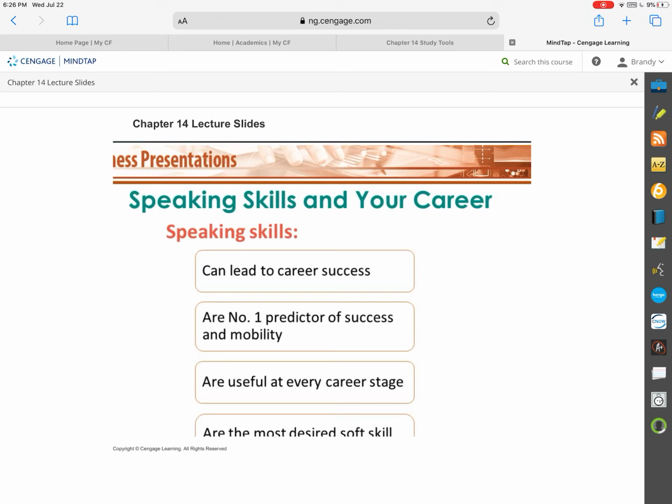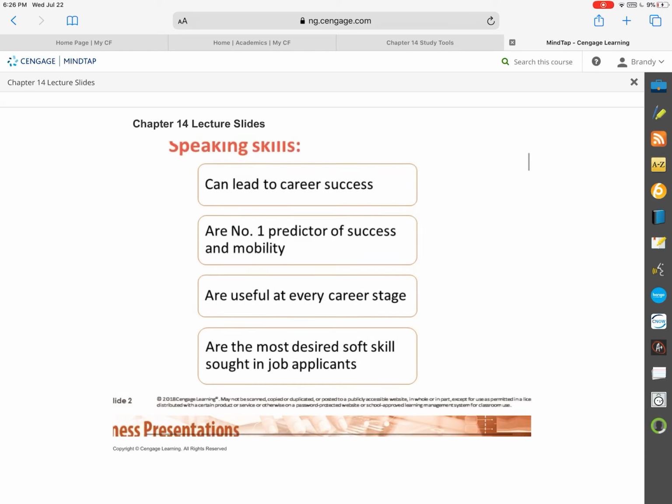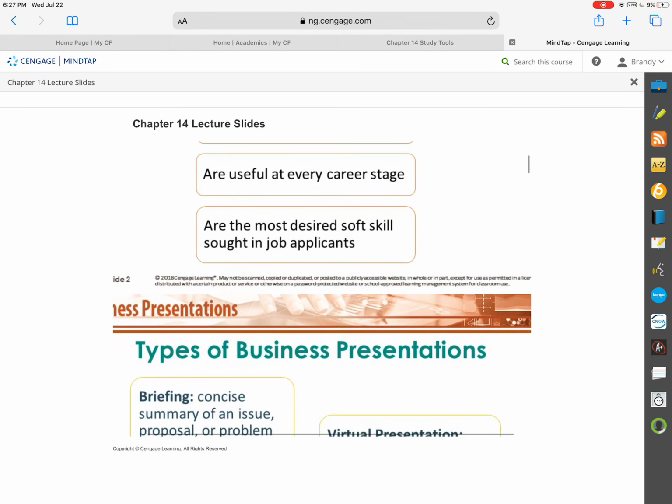In any career, it is going to help you be successful. It's usually, in fact, one of the number one predictors of your success and how mobile you are in your company and how you can move up in the company. It's one of the most desired soft skills. We've talked a lot about soft skills in this course, and they are so sought after in job applicants. So that's something to definitely think about and to consider.